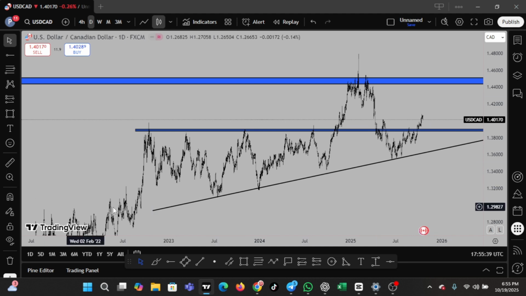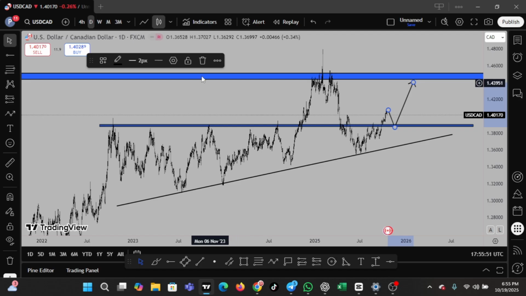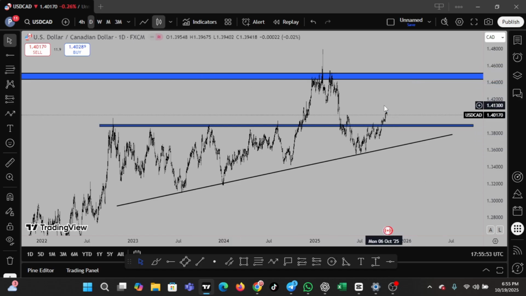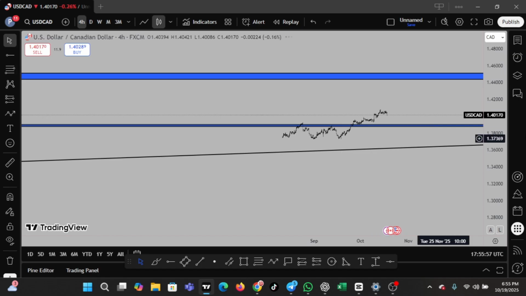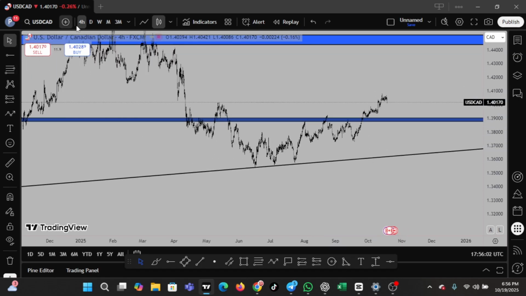So on USD CAD, I may not be having entry unless price can drop this far. If price can drop this far, I'll be looking to take a buy opportunity. But if not, the USD CAD is just fine and good and we can expect more push to the upside. If you are a scalper or a day trader, you can go to a lower time frame like the 1 hour chart to pick your entry, but the trend I'm looking at here is to the upside.